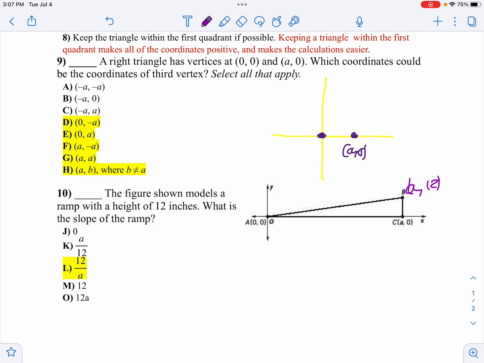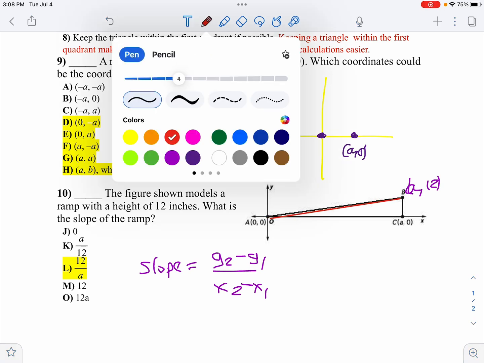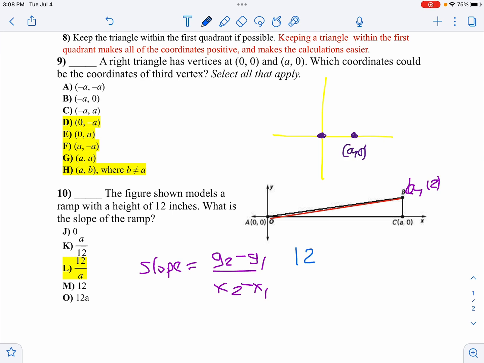And then I want to know the slope of the ramp. Well, the slope of the ramp is going to be, remember, slope is y2 minus y1 over x2 minus x1. And so my slope, I've actually got a slope triangle here. You see right here at this point. I'm just going to subtract them from my origin. So it'll be 12 minus 0 all over A minus 0. And so we get 12 over A.